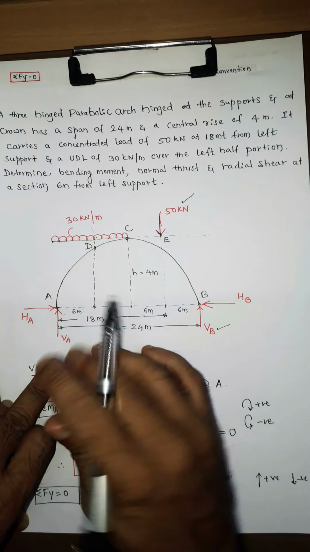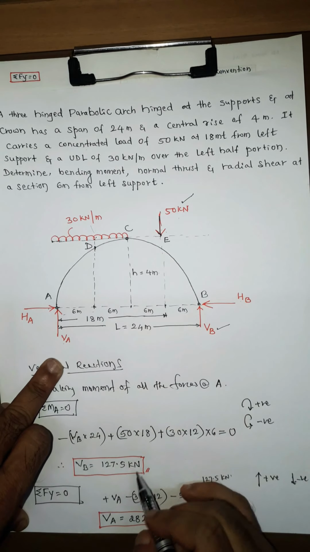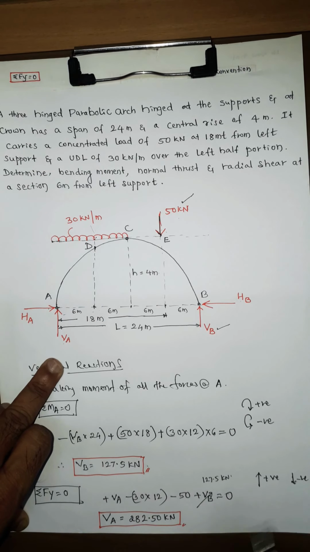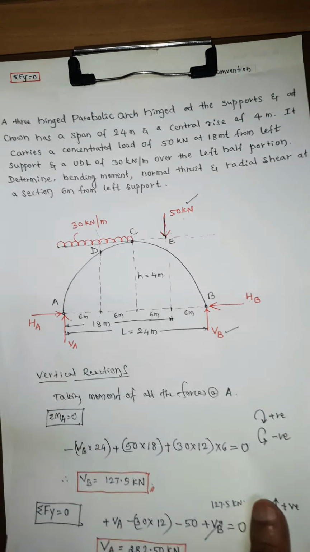So considering the complete arch, we find out this VB and VA. Next, after finding out these vertical reactions, now we're going to find out horizontal reactions.